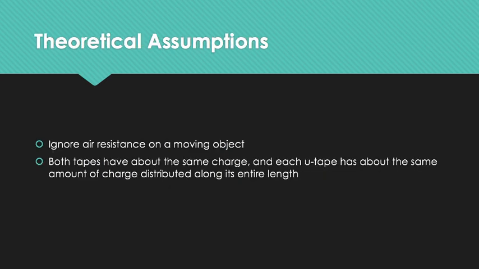Theoretical assumptions. First, we ignore air resistance on a moving object. Then, we also assume that both tapes have about the same charge, and each upper tape has about the same amount of charge distributed along its entire length.